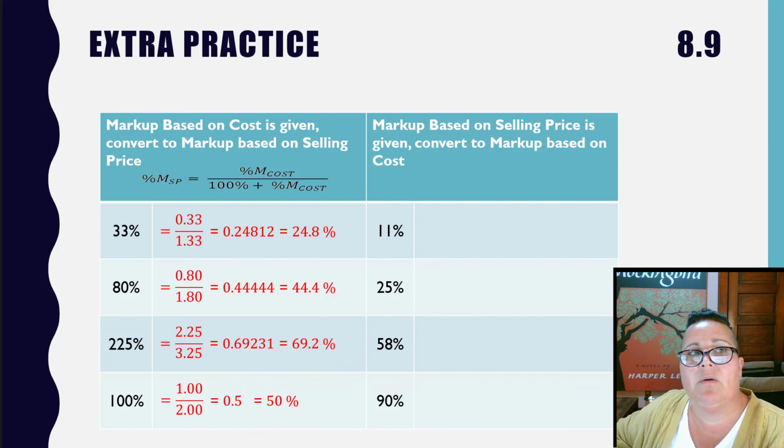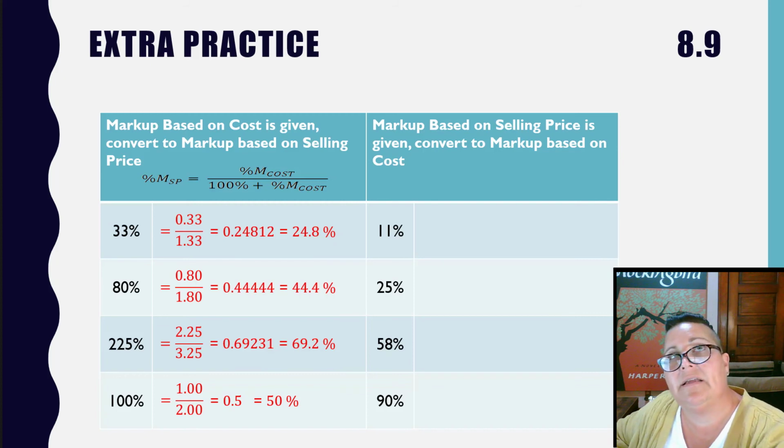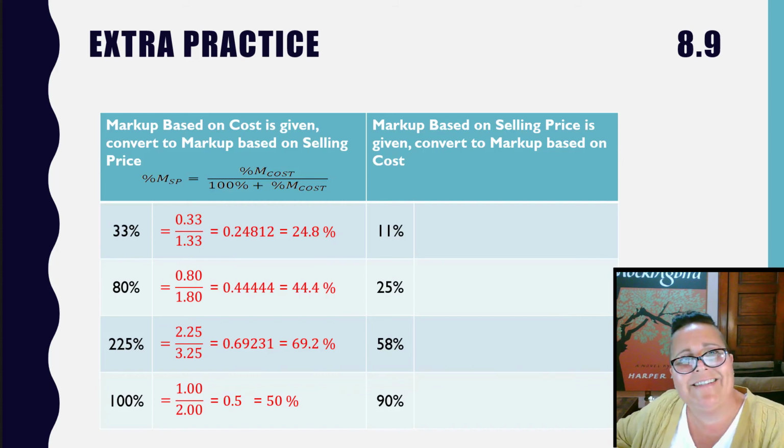If I'm doubling what I cost, so if I'm keystoning it, then essentially my markup compared to the selling price would be half of it. And we kind of said that with keystoning, right? Keystoning means you've doubled your cost, so your cost is half of your selling price.